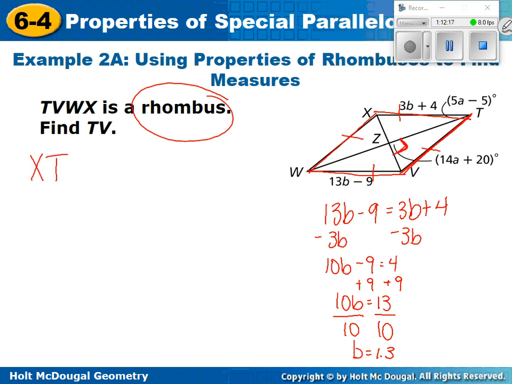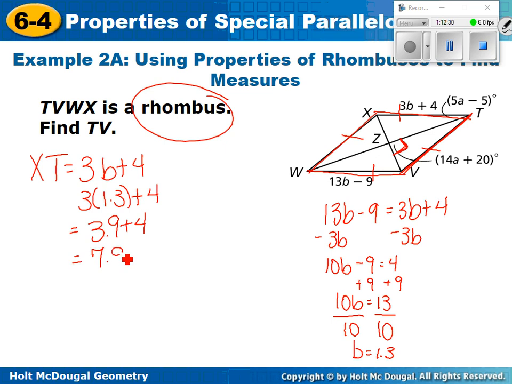So XT is 3B plus 4. 3 times 1.3 plus 4. That gives us 3.9 plus 4. So what is XT? 7.9, which means that TV is also 7.9. Okay? The next one is a little harder, but it's the same picture. Flip it over.